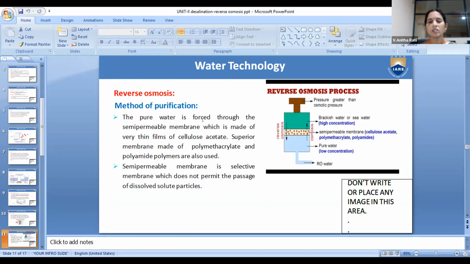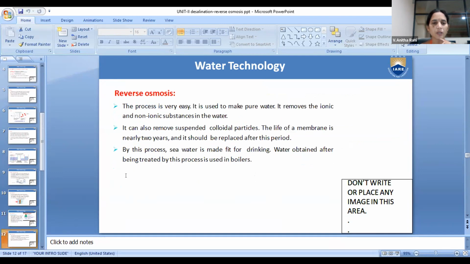The pure water is forced through the semi-permeable membrane. The semi-permeable membrane can be made of cellulose acetate, and polymers such as polyamides and polymethyl can be used as semi-permeable membranes. The membrane which we select does not permit the passage of dissolved solute particles.